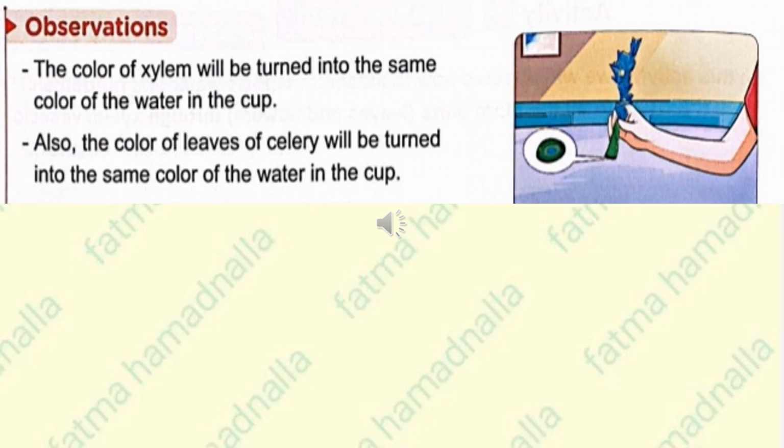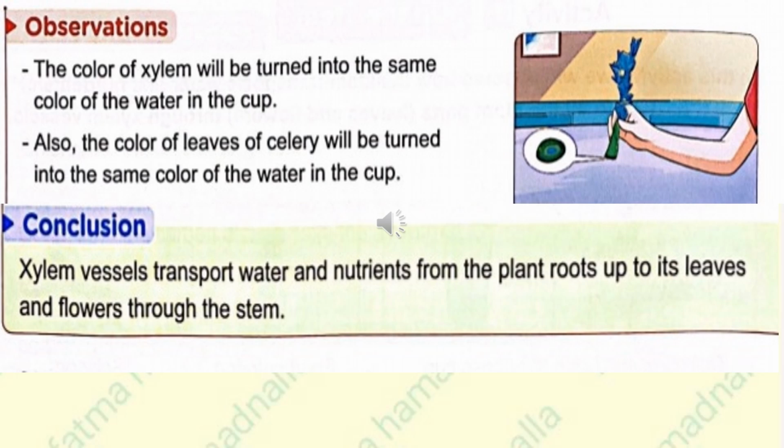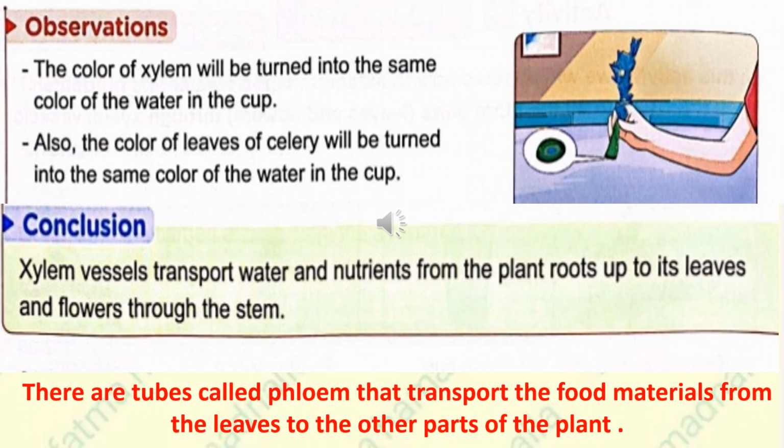We will observe that the color of the xylem will turn the same color as the water in the cup. Also, the color of the celery leaves will turn the same color as the water in the cup. We conclude that xylem vessels transport water and nutrients from the roots of the plants up to the leaves and flowers through the stem. Okay? Finally, we said that there are tubes called phloem that transport the food materials from the leaves to the other parts of the plant. Xylem vessels and phloem vessels form a system in the plant called the transport system of the plant, or vascular system.